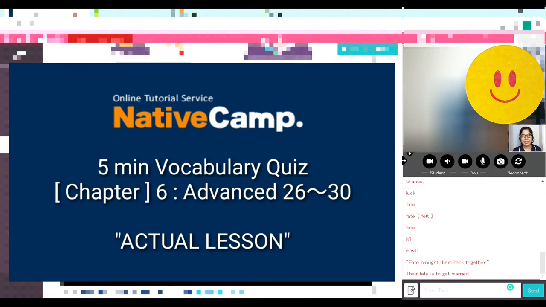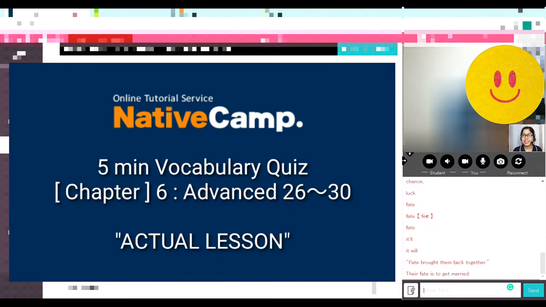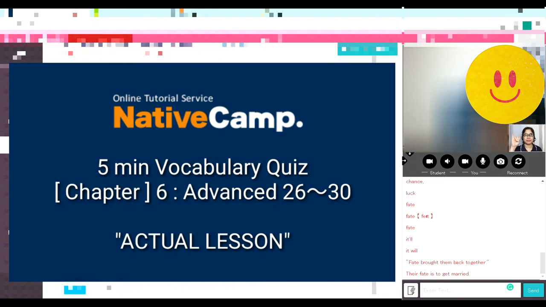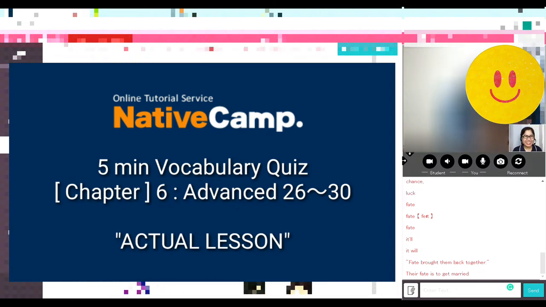Vocabulary number 28. Okay, I will read the meaning of the word. Please listen carefully. It's a noun, a part of the DNA in a cell that controls the physical development, behavior, etc. of an individual plant or animal and is passed on from its parents. Can you guess the word with this clue? I'll give you 10 seconds. Gene. Very good.